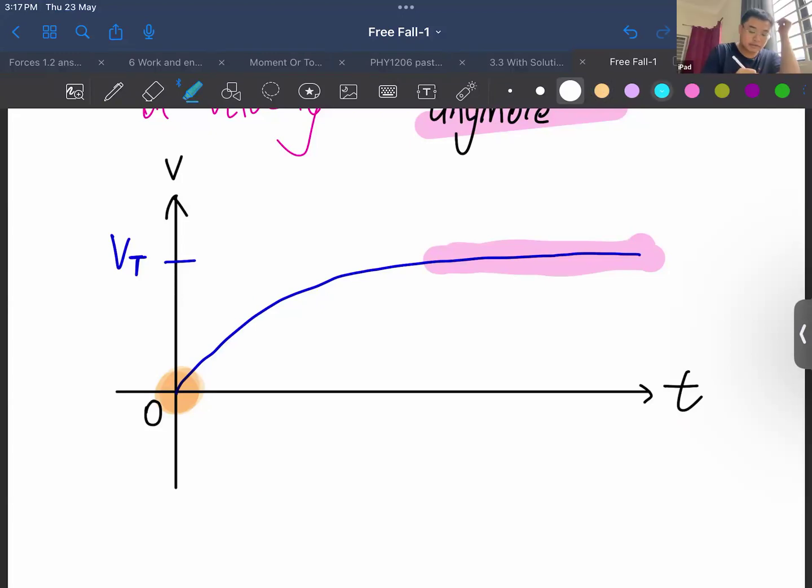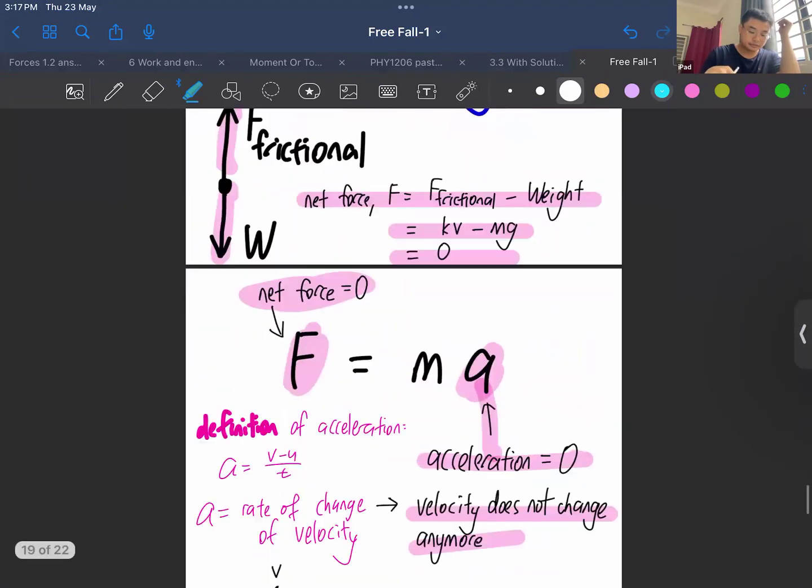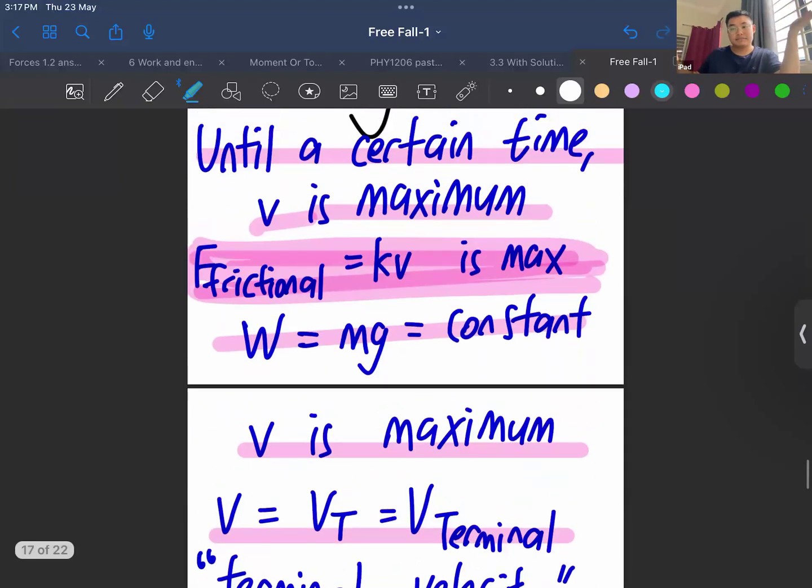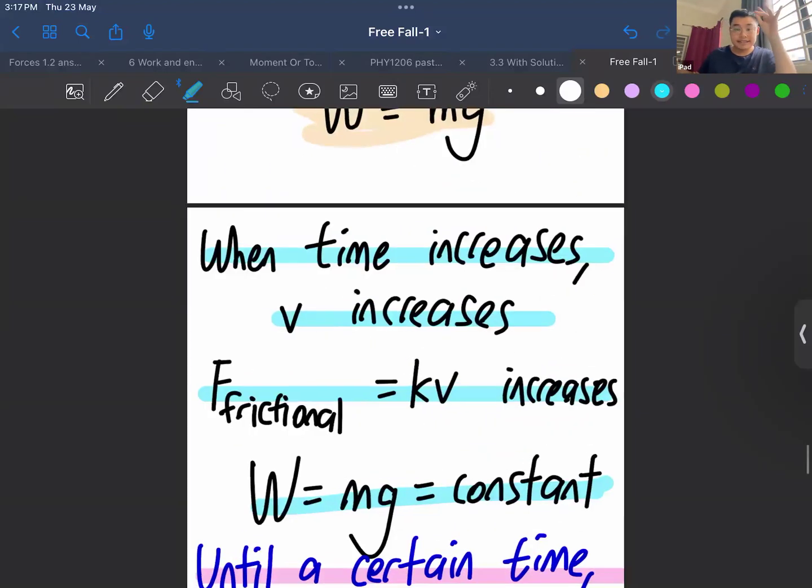And then for blue, which is somewhere in between, the blue one, this is here. As time passes by, your velocity increases. So that's why your frictional force also increases. But at the same time, your weight is still the same. This is for the blue one.